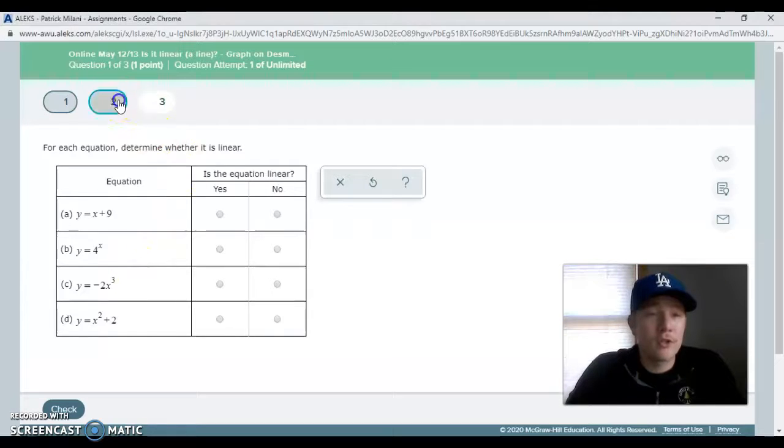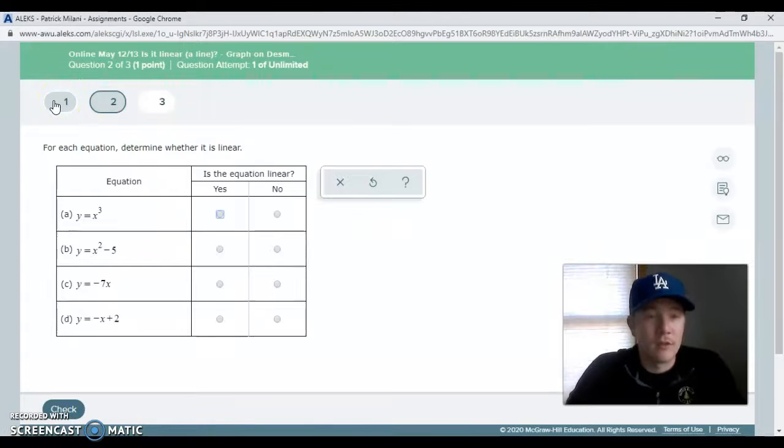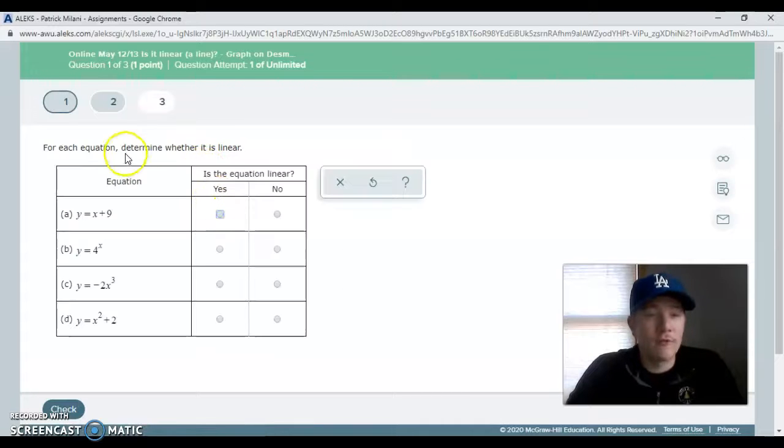So you've got a couple questions on your Alex assignment. These are just examples. I don't think it's going to be exactly these problems on your homework, but they'll be very similar. So numbers 1 and 2, same type of question. For each question, determine whether it is linear. Well, what does linear mean? A line. That's all we're talking about. Does it make a line?